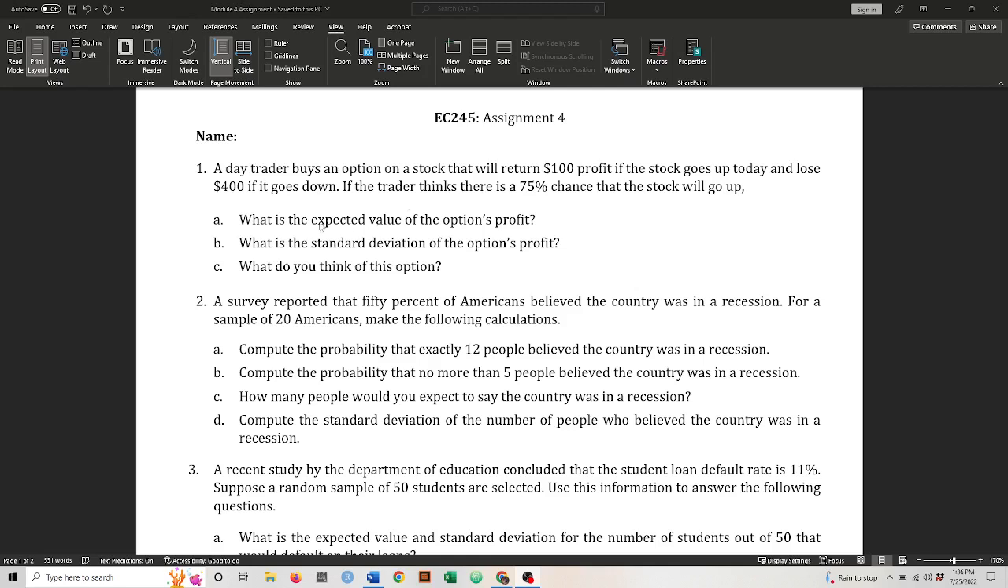What we want to do is find the expected value of this profit. So if we did this repeatedly, on average, what could we expect to get? And let's look at the variation in that profit too. When you look at options, the volatility can sometimes be measured using the standard deviation, the variation happening in the value of that option. And then, what are our interpretations of this? Is this a good buy? Is this not a good buy? That's what we're going to be looking for.